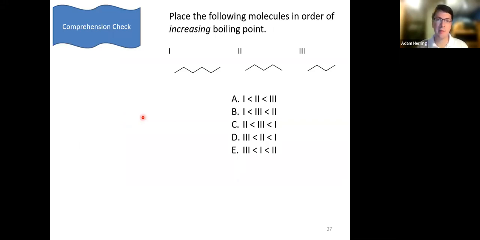Now you try and think about this. Which of these molecules would have the highest boiling point, which would have the lowest? So rank these in order of increasing boiling point. Pause the video and try this on your own.